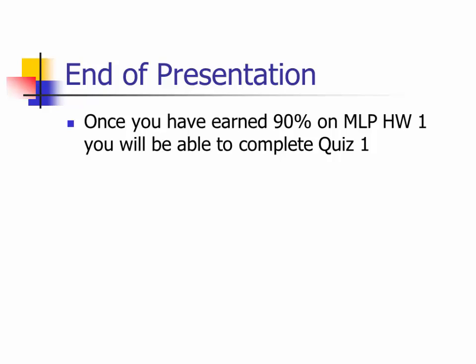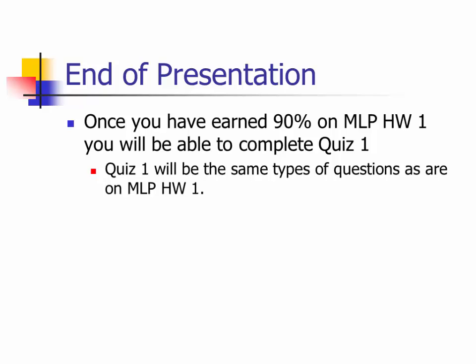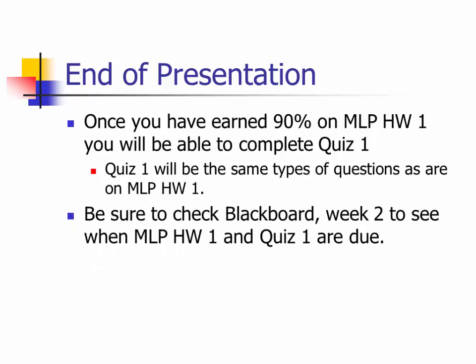You're going to want to earn a 90% on that homework, and then the system will open up and allow you to take quiz 1. If you see a green flag on quiz 1, that's because you don't have a 90% on homework 1 yet, and you need to complete that before you're allowed to take the quiz. Quiz 1 will be the same types of questions that are on the MyLabs Plus homework 1. Please be sure that you check Blackboard under week 2 to see when MyLabs Plus Homework 1 and Quiz 1 are due. And thank you very much for listening to this presentation.